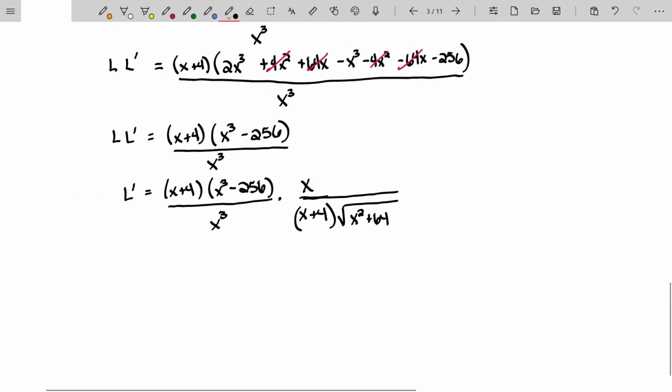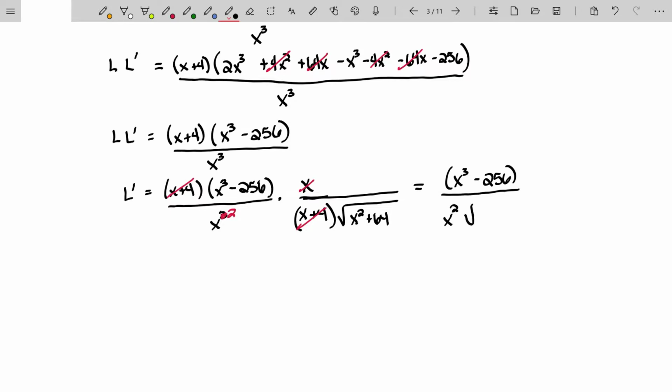You can see things start canceling. X plus 4 cancels with x plus 4. This x will cancel with a power of that. And our final look at the derivative is an x cubed minus 256 all over x squared times the square root of x squared plus 64.